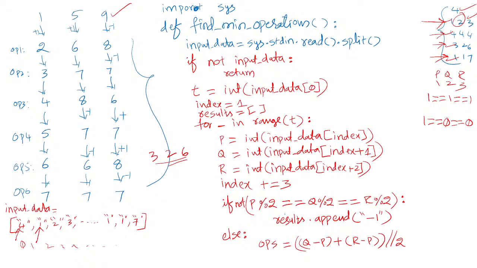Then you will get this number of operations value. This you append to results. Then you say results dot append. You will get an integer number, so you convert this into a string. Operations will be converted into a string and added to results, so that you can return the entire string in one go.